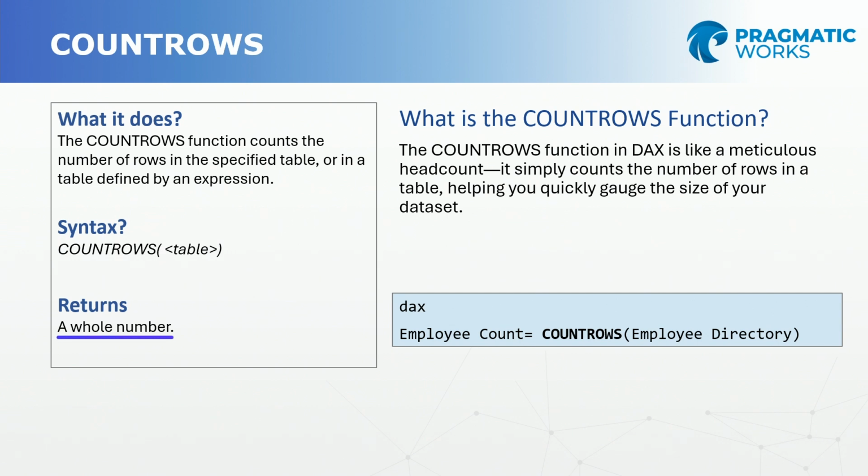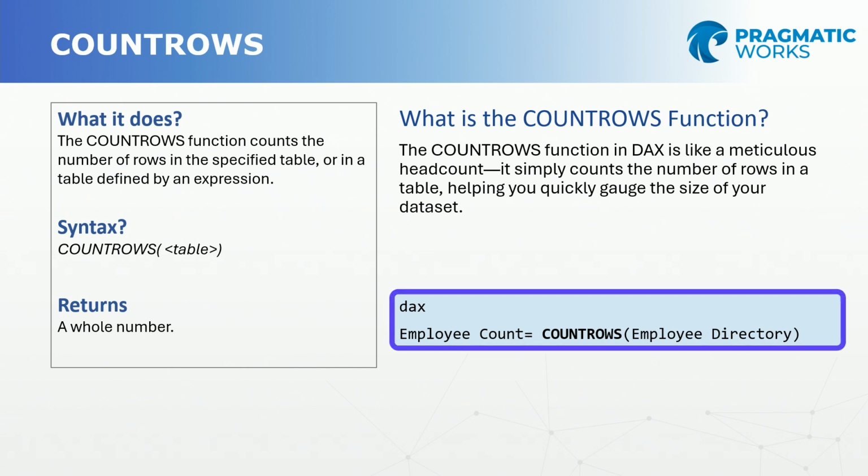You can't have any incomplete rows. You either get it or you don't. So a good example is if we wanted to know the employee count, we might count rows on the employee directory table. That'll let us know how many total employees we have.